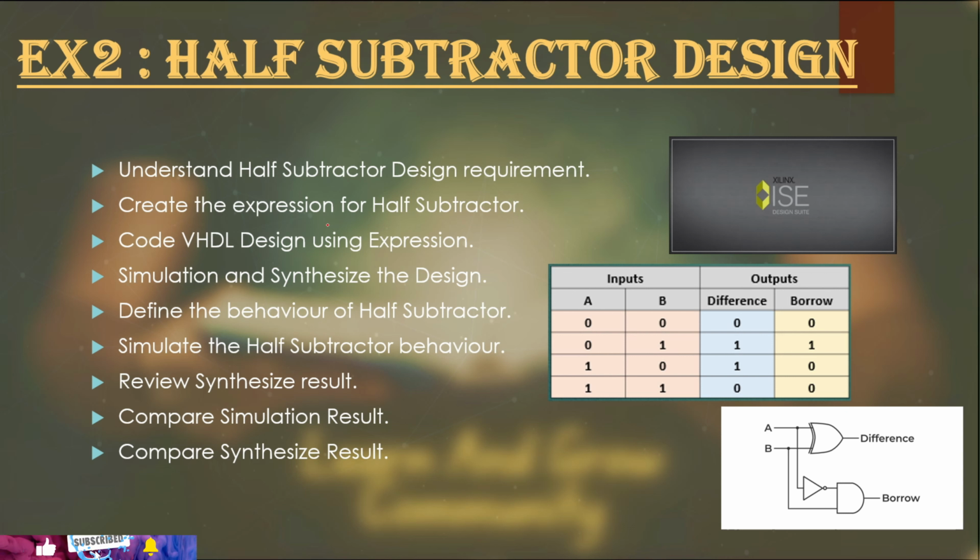First, we will quickly understand the half subtractor and its requirement. Then we will create a truth table, and based on that we will define the expression for the half subtractor. Then we will code our VHDL design using the expression which we created. Then we will quickly simulate and synthesize our design. Next we will define the behavior of our half subtractor in VHDL. Then we will simulate the half subtractor behavior.